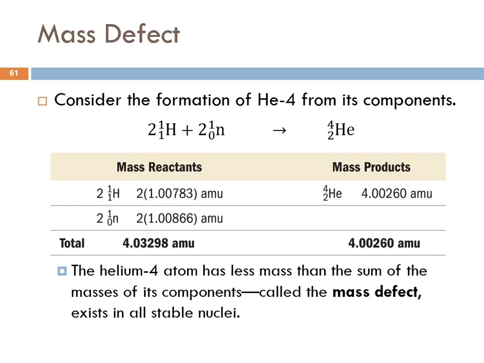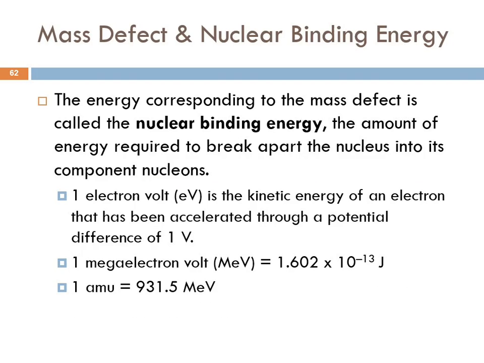This is called the mass defect, and it exists in all stable nuclei. So we could figure out how much energy that corresponds to as well. The energy related to that mass defect, the calculation we just did with the uranium, E equals mc squared, that amount of energy is called the nuclear binding energy. And it's equivalent to the amount of energy that would be required to break apart the nucleus into its component nucleons. Remember, nucleons are protons and neutrons.